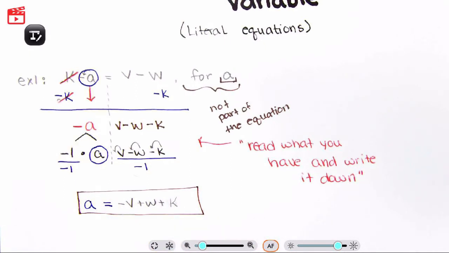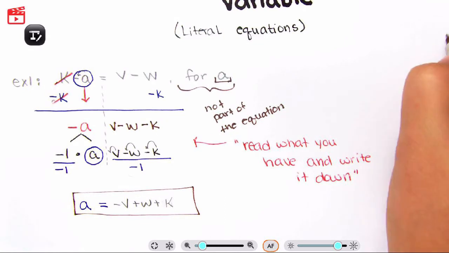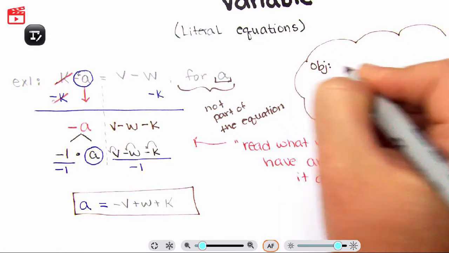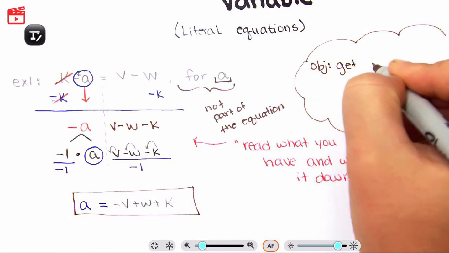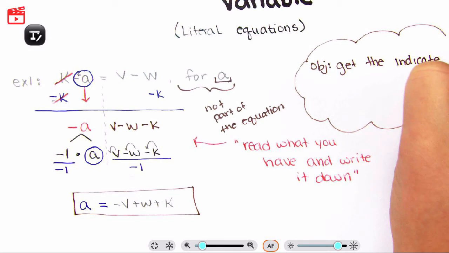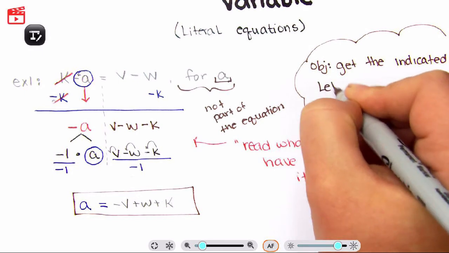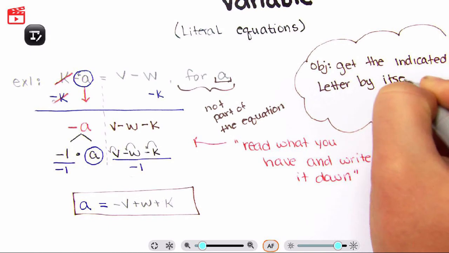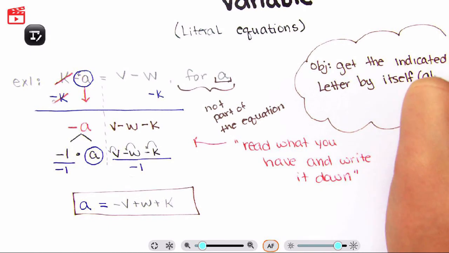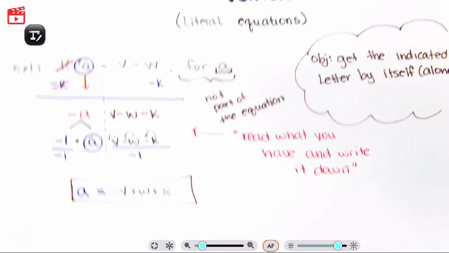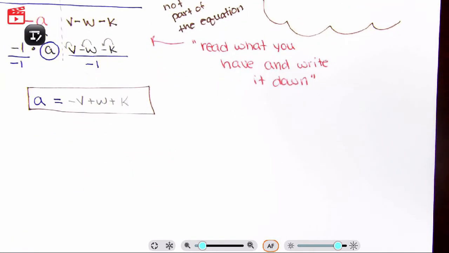Again, objective is to get that letter by itself. Let's do a thinking bubble and write that down. Our objective is get the indicated letter by itself. We want it alone. So move everything else, get rid of everything else. All right, let's go ahead and do one more example.